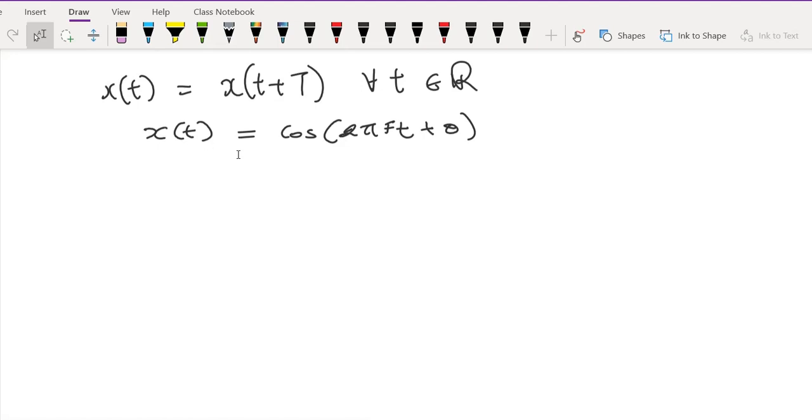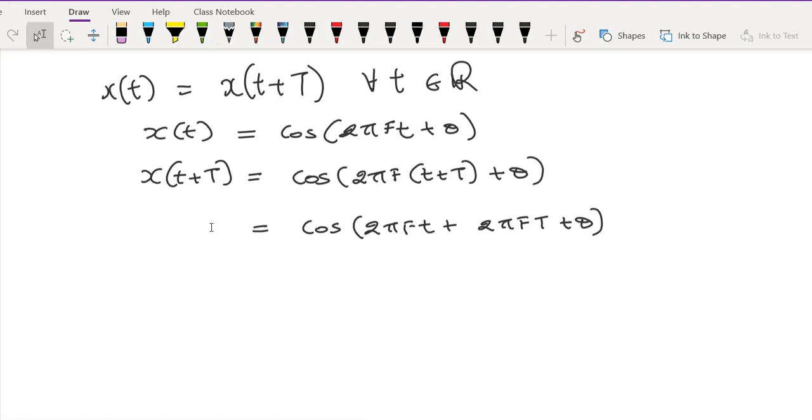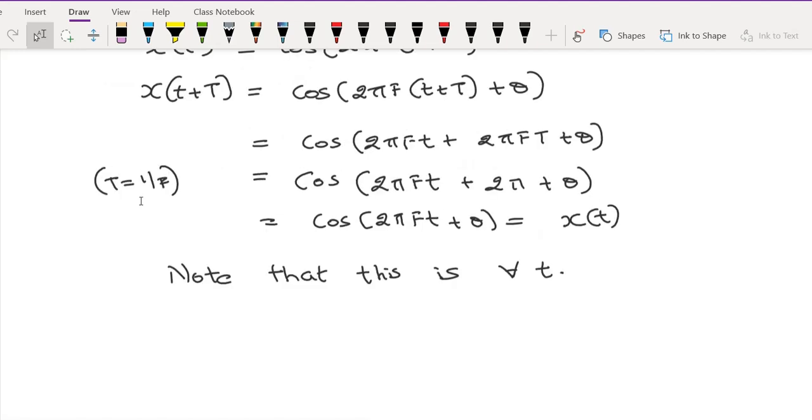So x of t is equal to cosine 2 pi capital F t plus theta. This theta can be anything. That is, the theta can be any real number. If I substitute t plus capital T for t, I get the right hand side. I distribute 2 pi capital F over the addition here, and then I get this expression. Note that capital T is 1 over capital F. Therefore, 2 pi F T will become 2 pi.